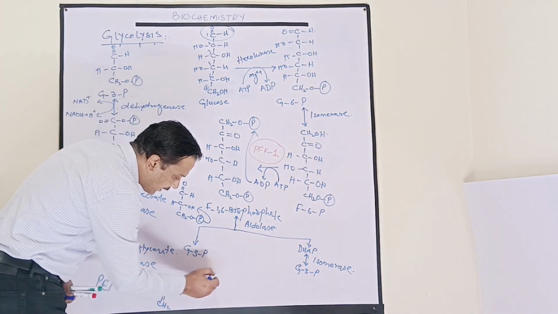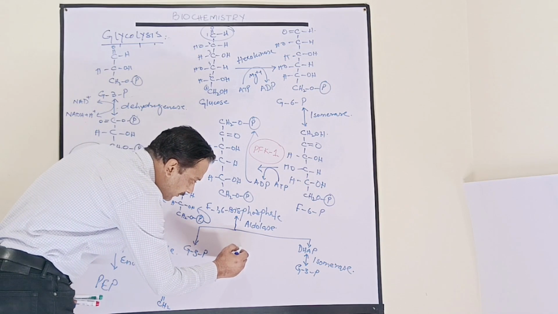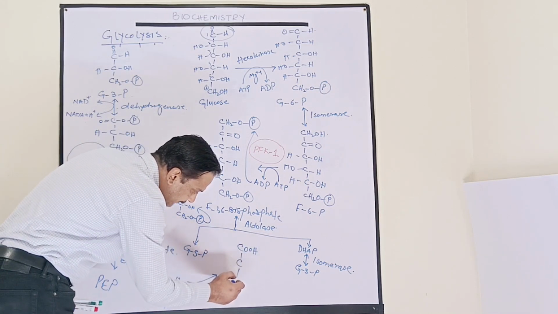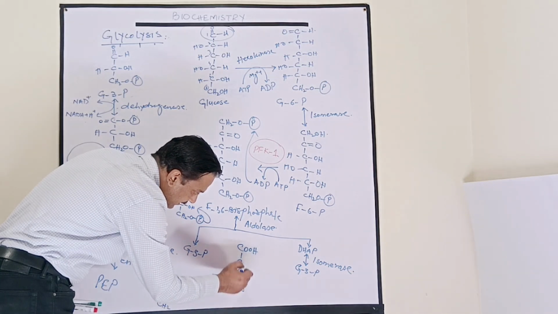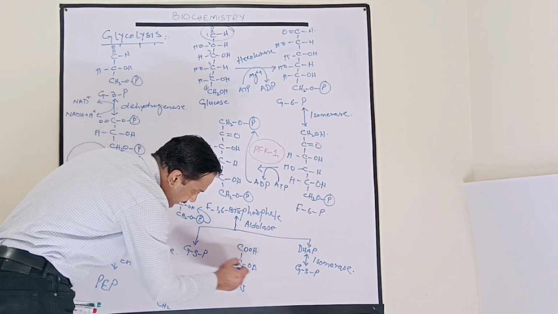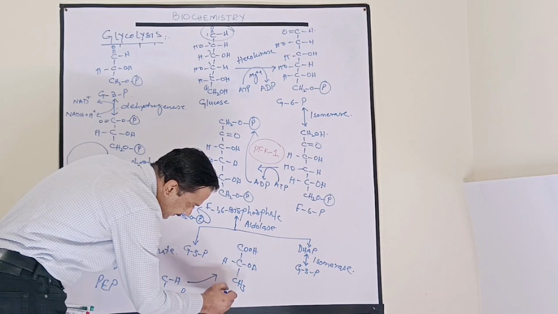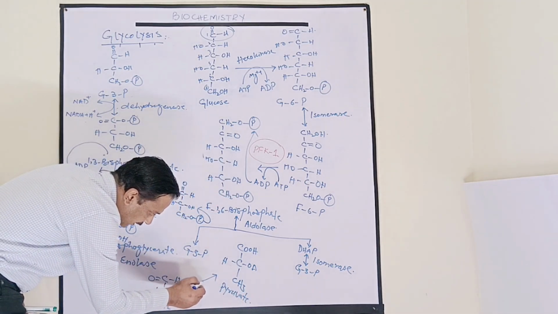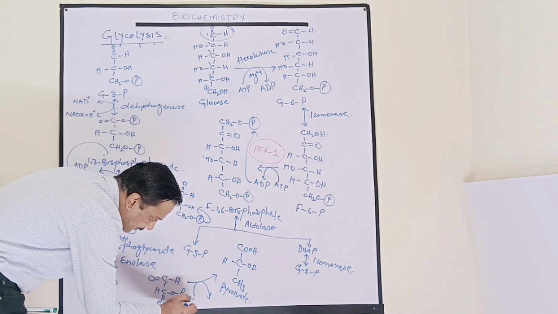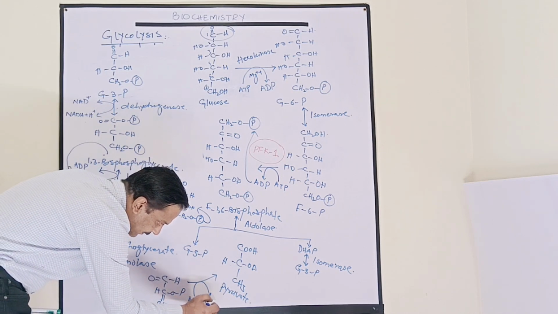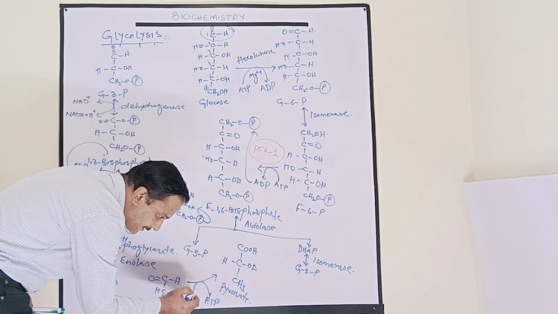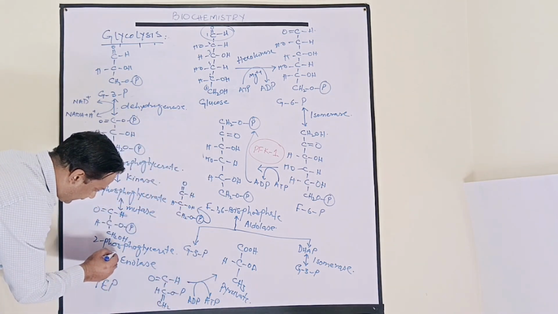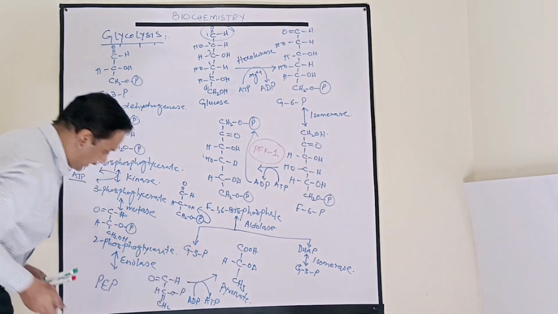This phosphoenol pyruvate finally converts into pyruvate. This is COOH, this is CH3, and it becomes OH. This is pyruvate. And in this reaction, again one molecule of ADP is converted into ATP. And this reaction is an irreversible reaction. The earlier one is a reversible reaction, this is an irreversible reaction.